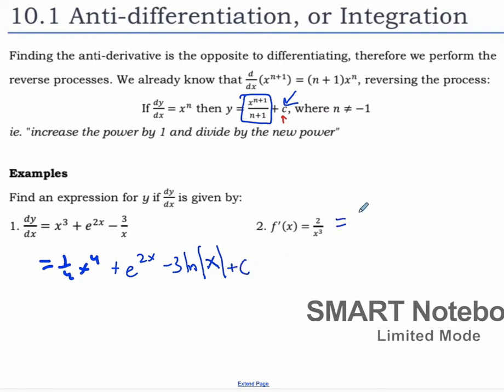Here this function is the same as 2x to the negative 3. So if I want to find the original function, you increase the exponent by 1. That's a negative 2. Then I have to divide by negative 2, so I get a negative 1. And then you get a plus c always.